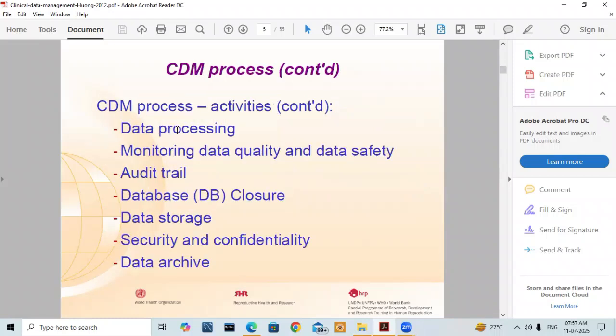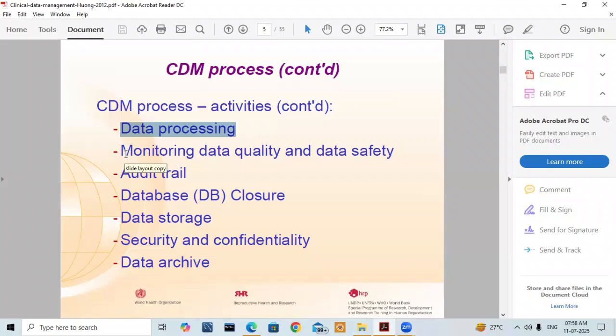After data collection, what are we doing here? Data processing. Understood? After collection, the data has to be processed. Processing means we are checking the data for accuracy, for missing values, for duplicate values, and for many other things, whether the data is properly collected or not. That is known as data processing.